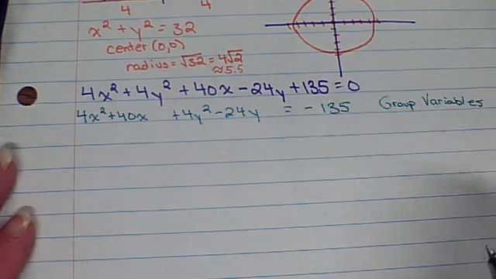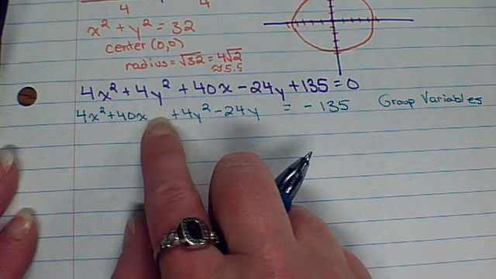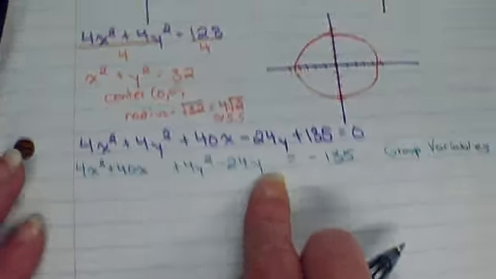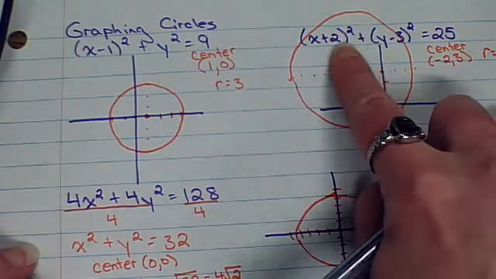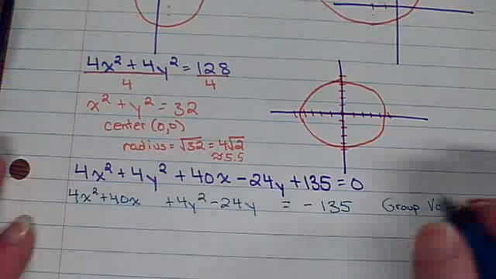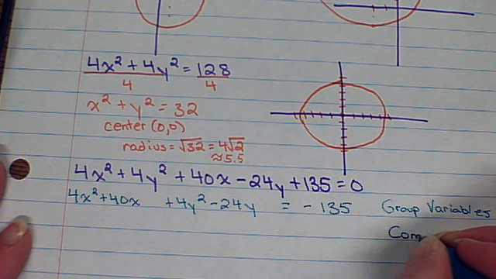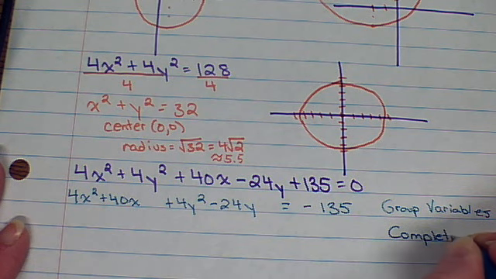Now, I'm kind of noticing that there's something missing here. To get it in this form where I have something squared, I'm going to have to do what is called completing the square. But we have a little problem here.